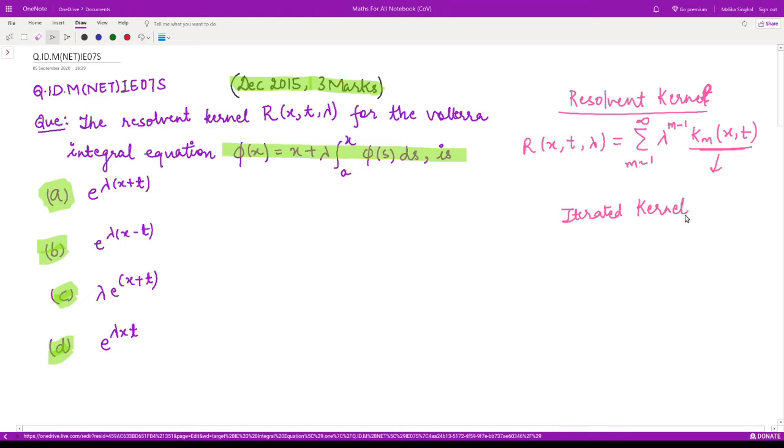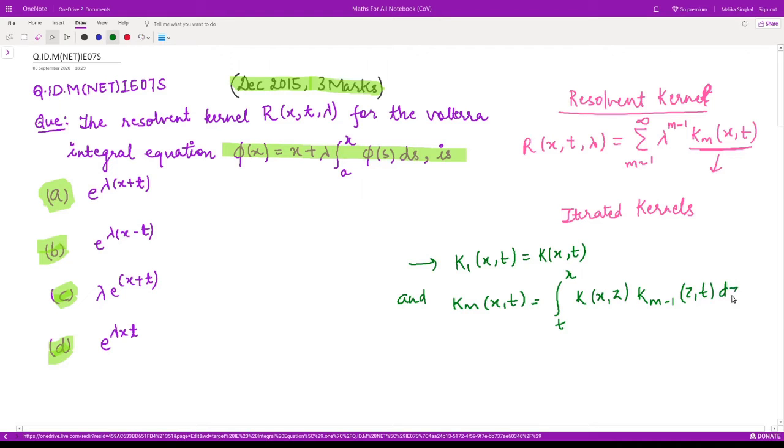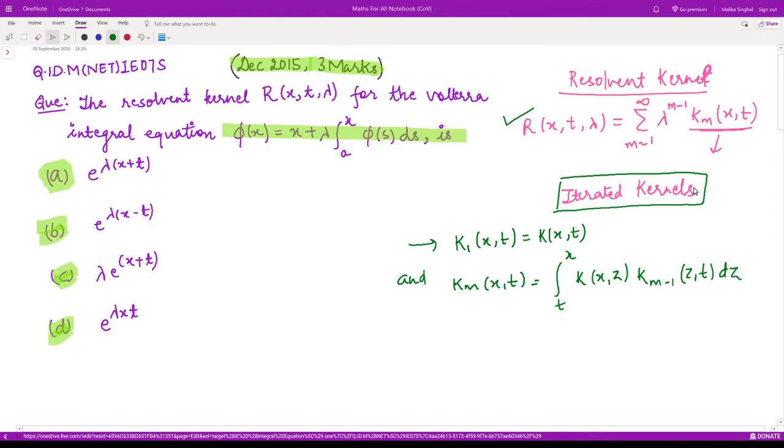And how does one calculate these? These could be calculated by using the formula K_1(x, t) would simply be K(x, t), which would be given to us, and K_m(x, t) would be integration from t to x K(x, z) K_(m-1)(z, t) dz, right? So this is the formula to calculate iterated kernels, and this is the formula to calculate the resolvent kernels. If you want to see how these things appear, you can watch the theory lectures, right? So as for now, let us get started.